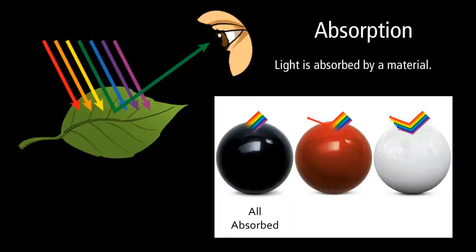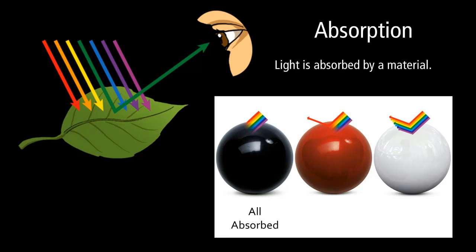Finally, we have the idea of absorption, and this is when light is absorbed by a material. On the left, there's an image of an eye seeing a green leaf. And to explain this, we have all the colors of the rainbow that's within white light. All of these colors are absorbed by the green leaf. The only wavelength of color that bounces off and is reflected is the green.